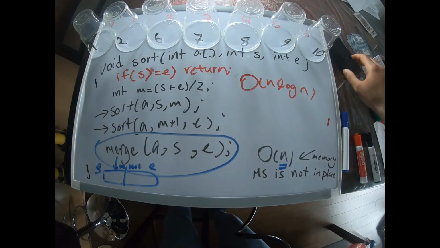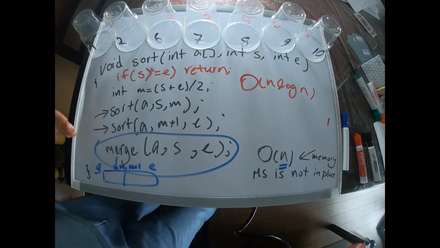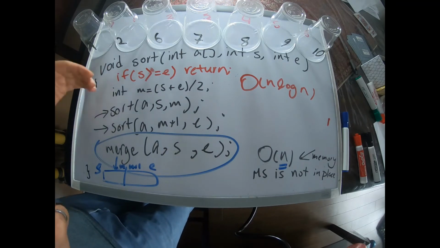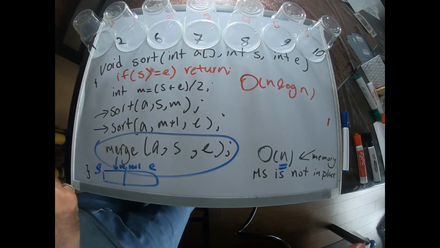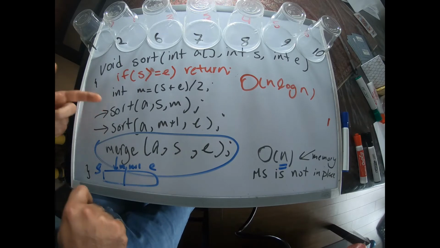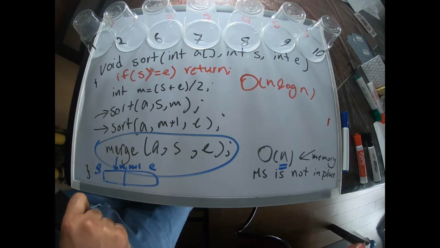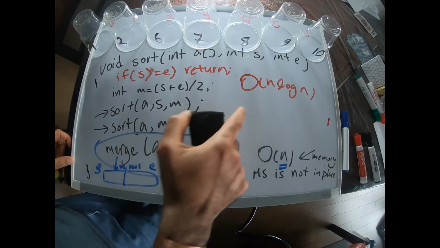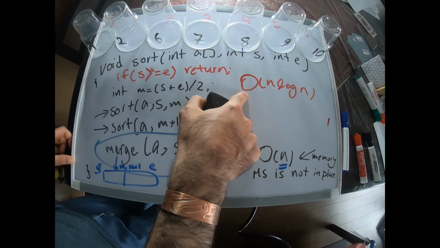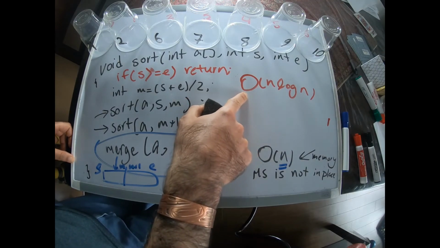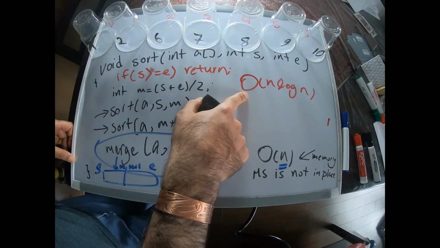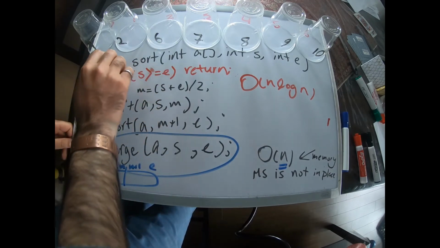So that's merge sort, a divide and conquer algorithm. It would divide the array into half, try to sort the first half and the second half, then merge them together. It's more efficient than all the other algorithms that we've seen so far for most cases.